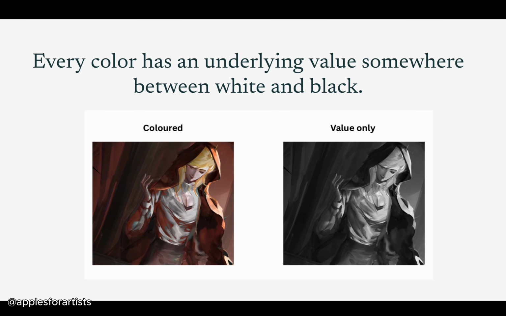Every color will have an underlying value somewhere between white and black. We can see so in this illustration. On the left, we can see the different hues that the artist used: the reds, the oranges, and the yellows. But on the right, we can't tell what color there is. We can only see how dark or how light something truly is in the illustration.